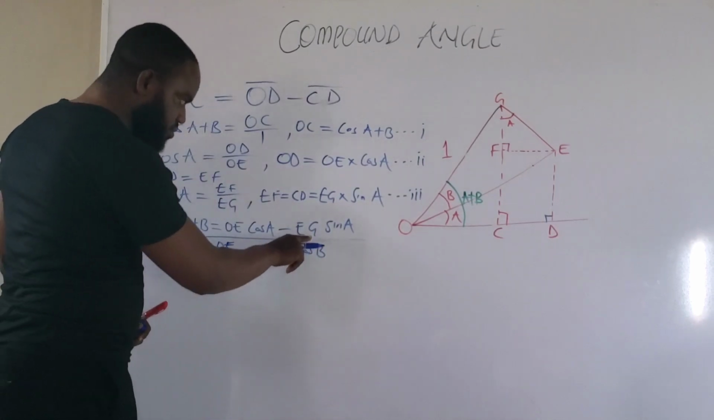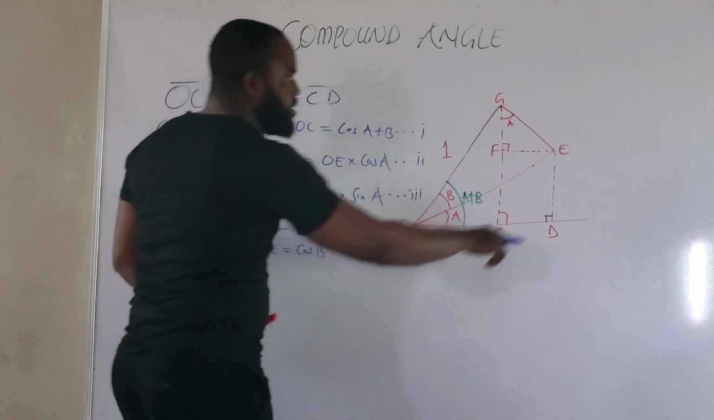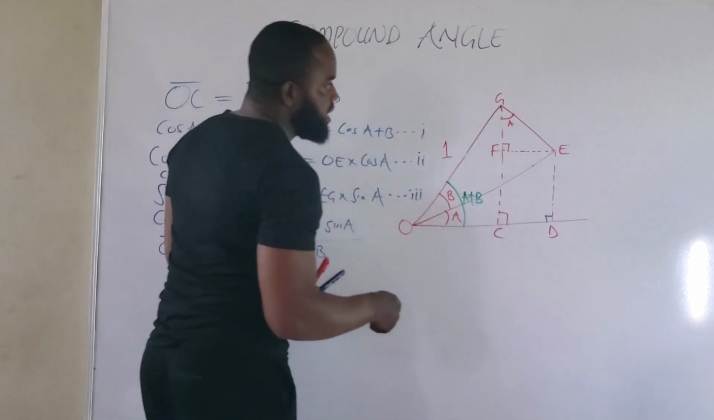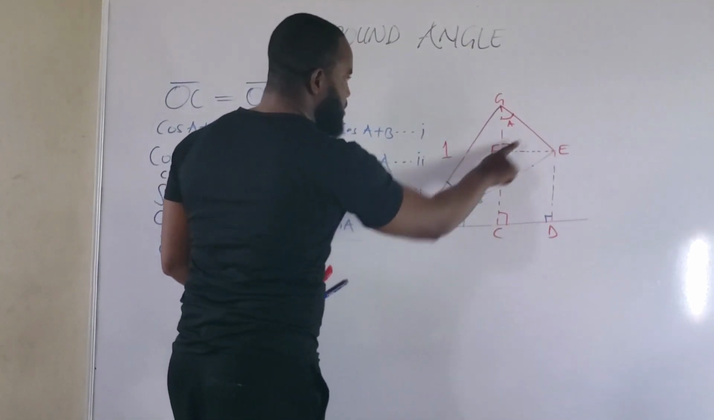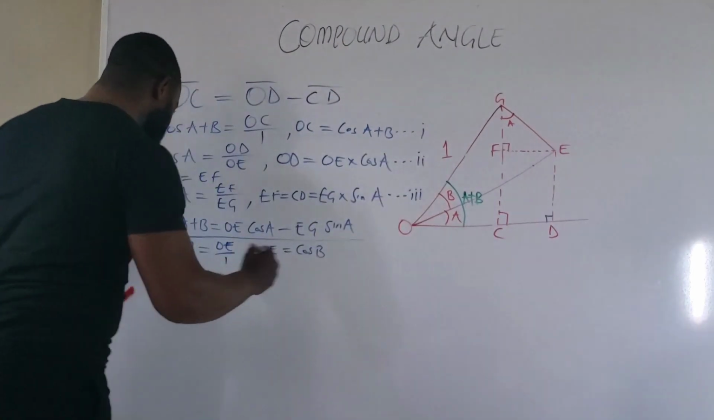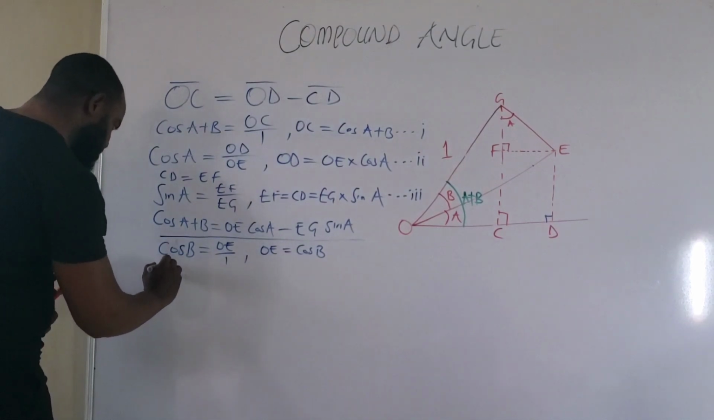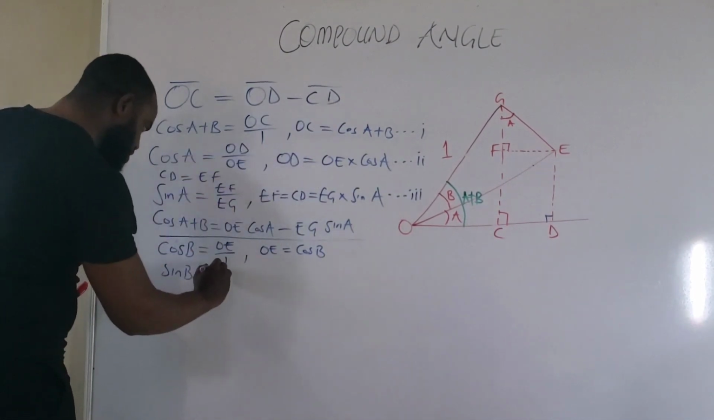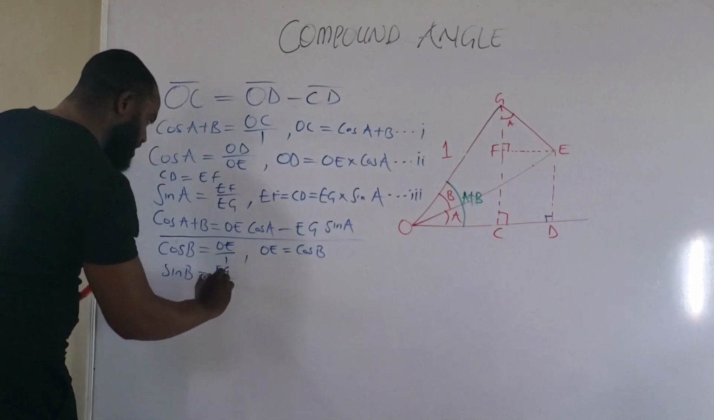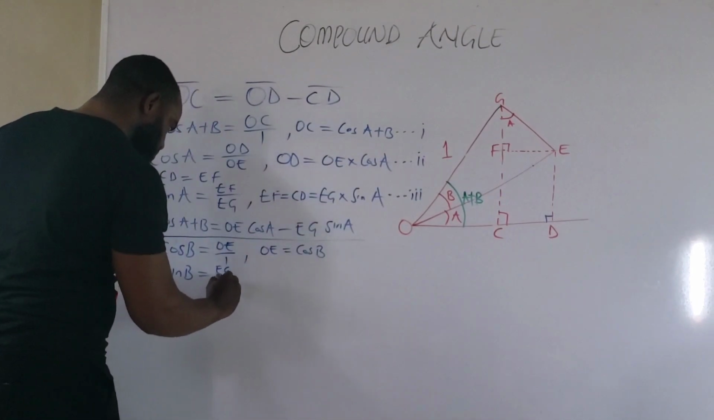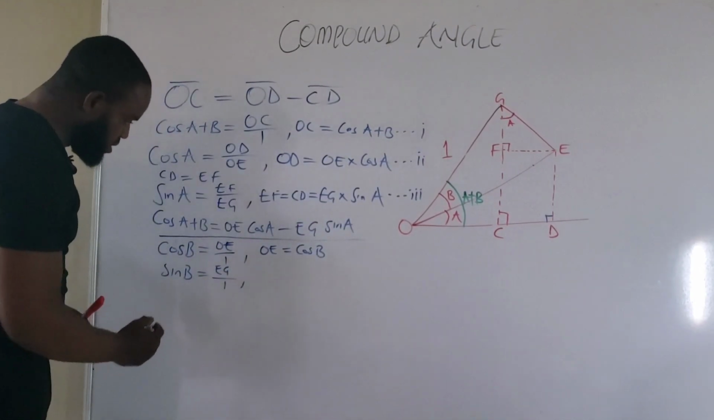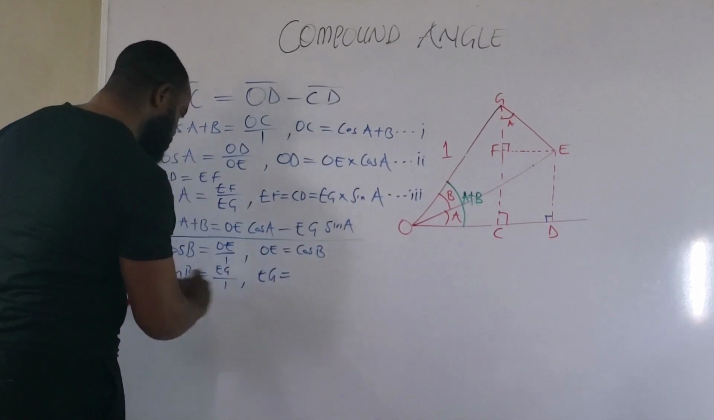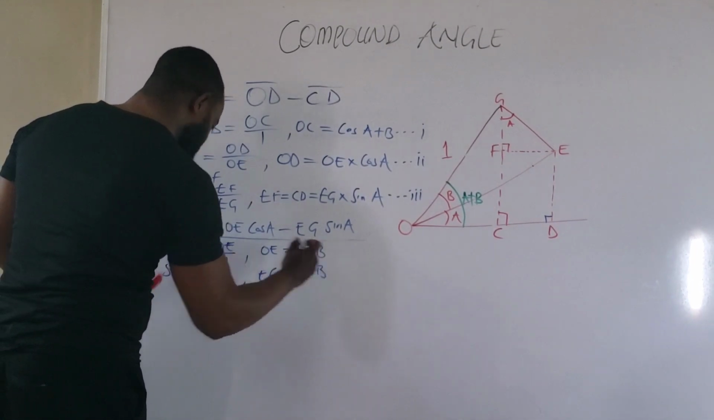Also, we want to find EG, right? EG is the distance here. We see that that is opposite to angle B here, right? So that is going to be sine B. That's equal to the opposite, which is EG, divided by the hypotenuse, which is 1. And we simply found that EG is equal to sine B.